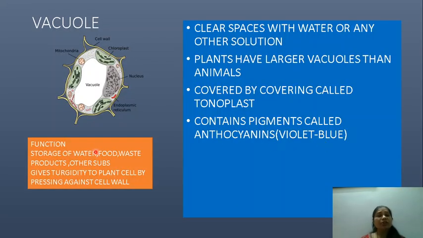Now, what is the function? Storage of water. Okay, what does a vacuole do? It stores the water, the food, okay, waste products, all that is stored till it is thrown out of the body. Okay, and it gives turgidity. It gives a certain amount of turgidity to the plant by pressing against the cell wall. Okay, it makes the plant cell a little turgid. And it presses the organelles against the cell wall, as you can see over here.